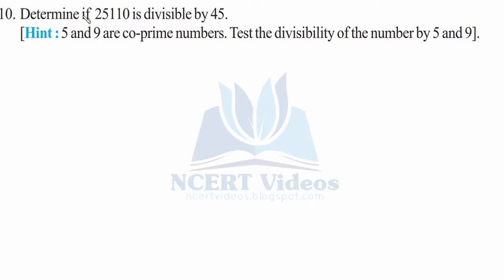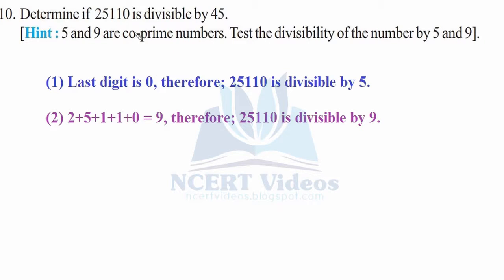10th, determine if 25,110 is divisible by 45. 5 and 9 are co-primes. Test the divisibility of the number by 5 and 9. So we will use the hint. Since the last digit is 0, this number is divisible by 5. And to check with 9, we add the digits, and the digit sum is 9. 2 plus 5 plus 1 gives you 9. Therefore, this number is divisible by 9.